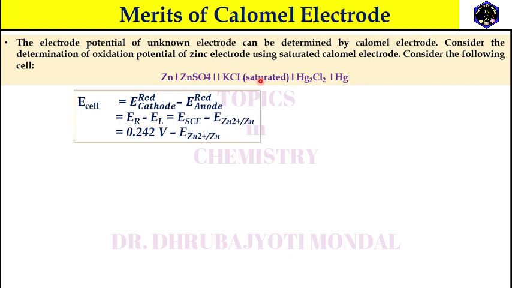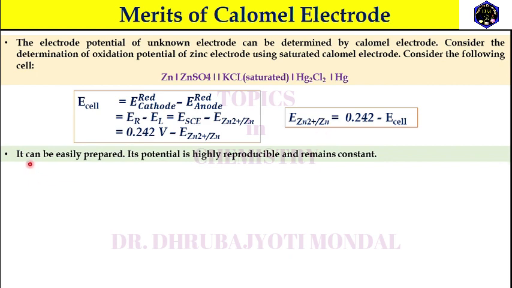So E_R means this is the SCE, the saturated calomel electrode. So E_SCE minus E_Zn2+/Zn. The SCE value is equal to 0.242 volt, as already mentioned. That is 0.242 volt for the saturated calomel electrode, minus the reduction potential of Zn2+/Zn. So finally, E_Zn2+/Zn is equal to 0.242 minus E cell. From that equation you can estimate the value of the reduction potential of Zn2+/Zn. So this is the first merit.